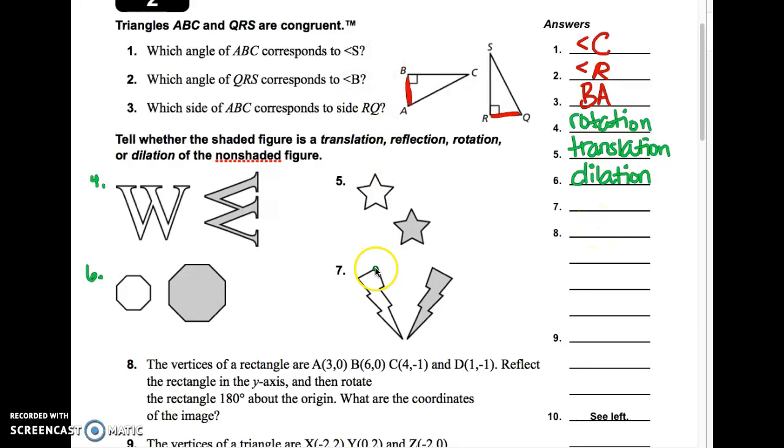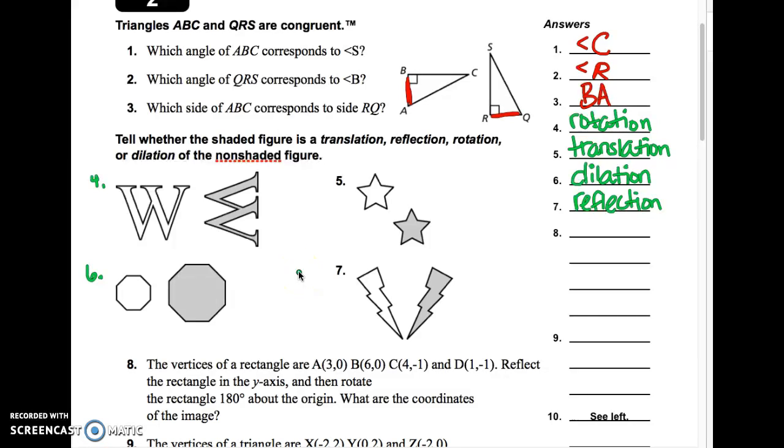And then number 7, we have the lightning bolts, and if you look, it's basically a mirror image. It has been flipped. It is not facing the same direction, so we call that a reflection. It's still the same size, just facing a different direction. It's been flipped. Okay, so those are all very simple, just basically picking out the movement that is occurring.